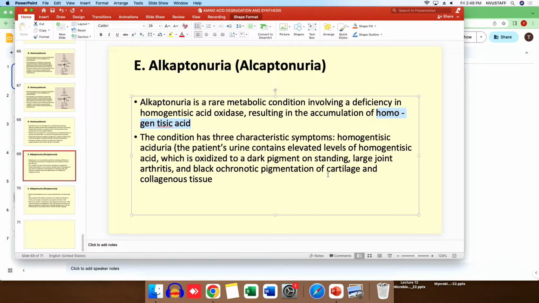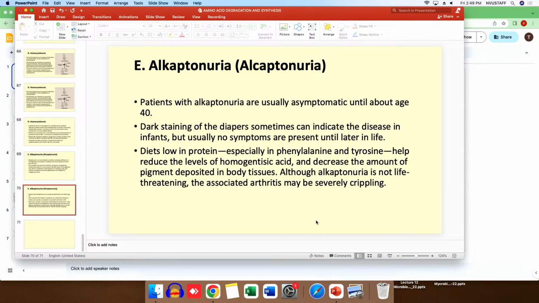But cartilage and collagenous darkening and accumulation is a problem associated with pain, but no mental retardation, of course, no acidification of the urine, no abnormal development of the person, and it's not found in babies. Usually, alkaptonuria will show itself after 40-45 years of age. You won't find it early in childhood. Okay, and no life-threatening disorder.